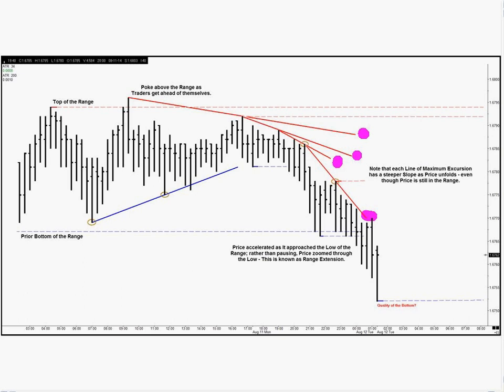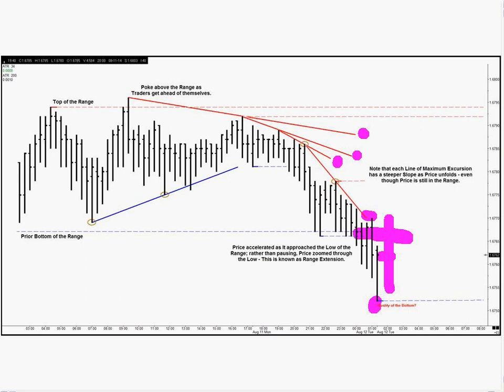Now, once again, we made a low, but we close near our high. So our question is, what is the quality of this bottom or this low? Price spent a great deal of energy to go vertical. Anytime price goes vertical, you have to stop and decide, is this sustainable? You might think about a pullback to the bottom of what was the range.